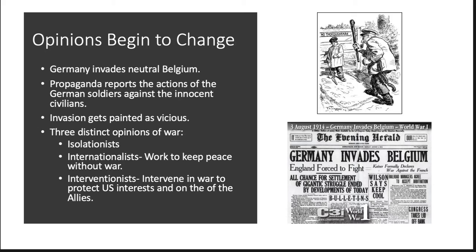Now, the invasion of Belgium, while it is vicious, gets painted 10 times more vicious to the public in the newspapers. And because of this, we get three very distinct opinions of war in the United States. We have the isolationists, who very easily say, we gotta isolate. Stay out of it, not our problem. It sucks that those people were affected by the war, that they were treated so badly, but you know what? Not our problem. We have internationalists who want to work to keep peace, but they want to do it without sending our men to war.